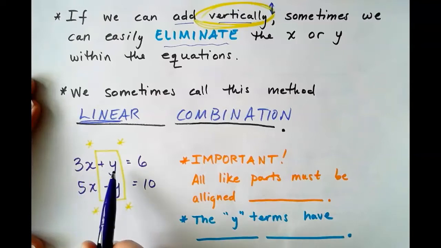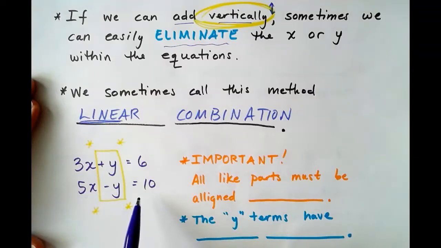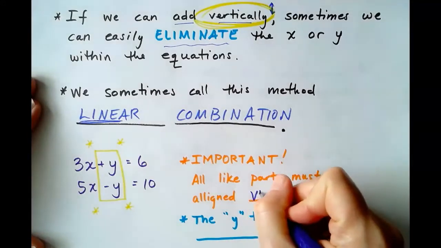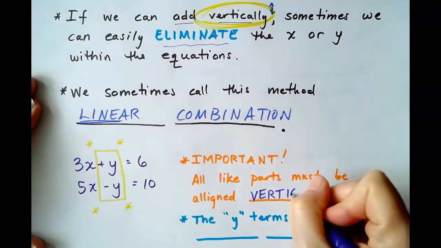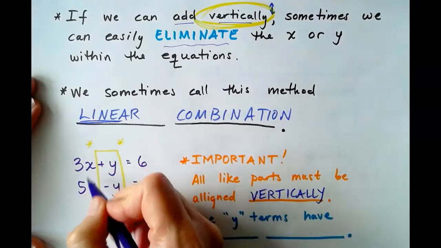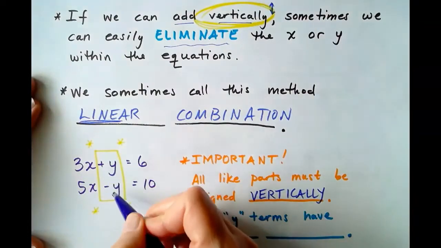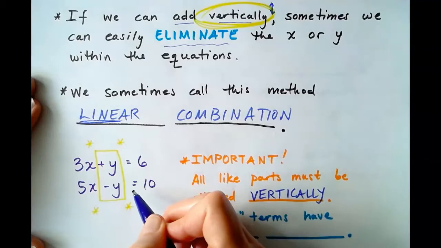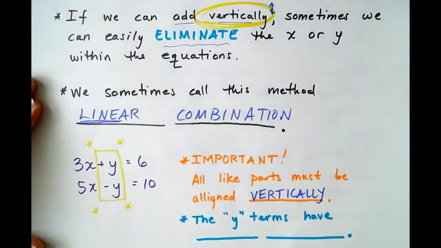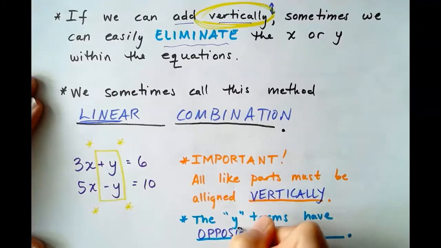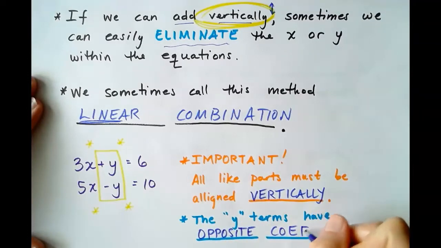If we have 3x plus y equals 6 for the first equation, and 5x minus y equals 10 for the second equation, important here, all like parts must be aligned vertically. So the x's are over the x's, the y's are over the y's, the equal signs are over each other, and the constants are over each other. What we see here is that the y terms have opposite coefficients.